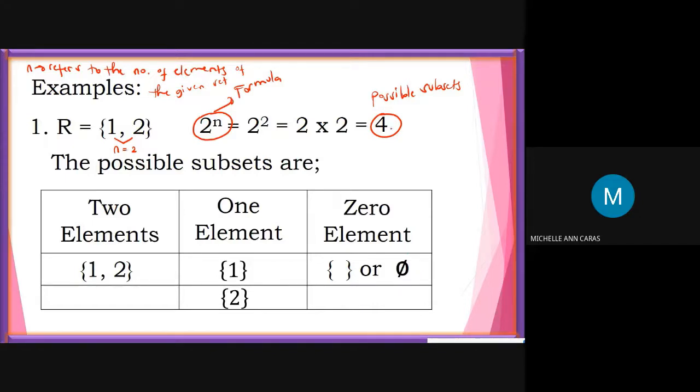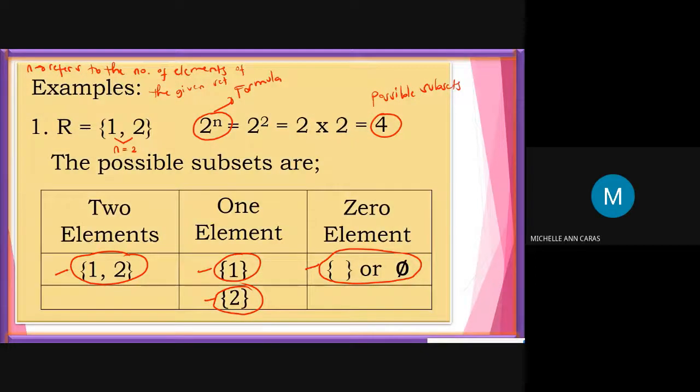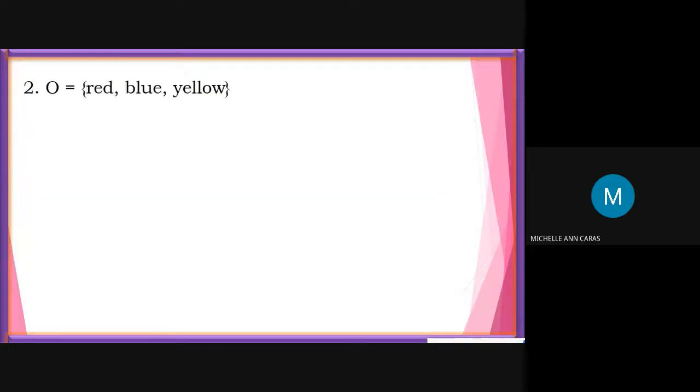Okay, so what are our four possible subsets of set R? We have 1 and 2. What else? We have 1, we have 2, we have the empty or null set. So we have the four subsets of R: 1, 2, 3, and 4.